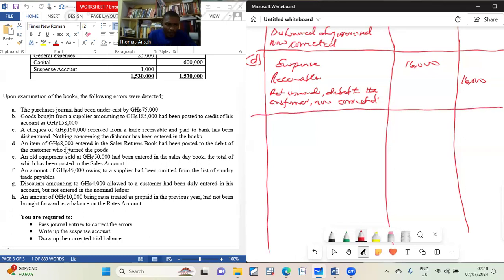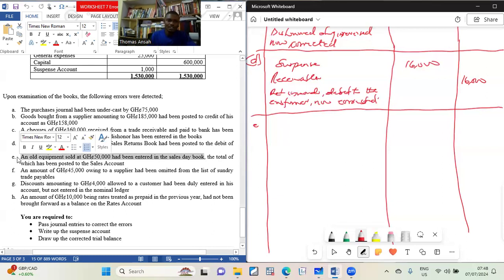All right. And we also have here E. An old equipment sold at 50,000 has been entered in the sales day book. Now you do know that when you sell an equipment, it doesn't go to the sales day book. Like we said, it goes to the general journal. The things that go into the sales book are sale of goods on credit. So you see, go back to the sales day book. All right. The videos are in the playlist. Check the playlist and understand the sales day book, those day books.